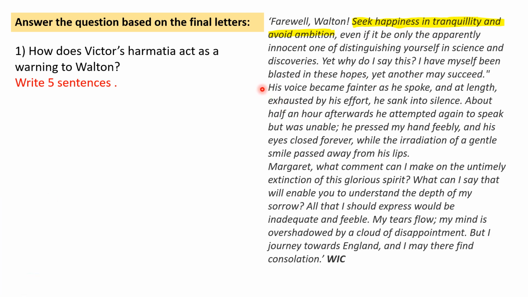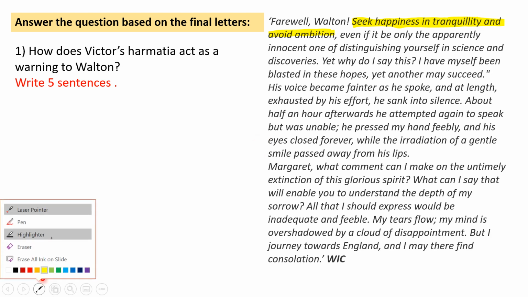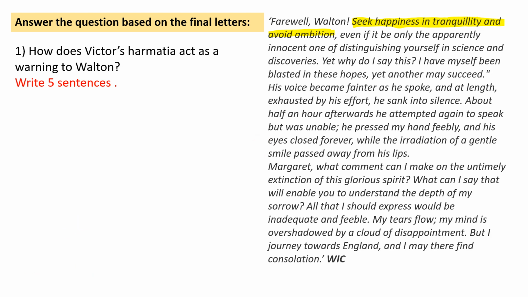Wharton writes, "His voice became fainter as he spoke, and at length, exhausted by his effort, he sank into silence. About half an hour afterwards, he attempted again to speak, but was unable. He pressed my hand feebly, and his eyes closed forever, while the irradiation of a gentle smile passed away from his lips." So it's quite interesting here that at the beginning he talks about the importance of being happy and peaceful with what you have and avoiding ambition.